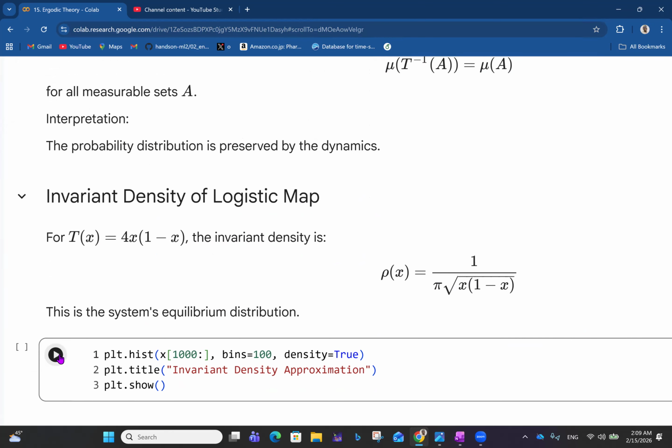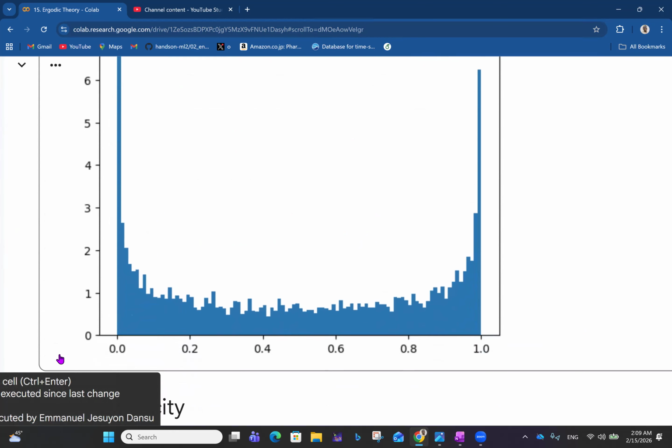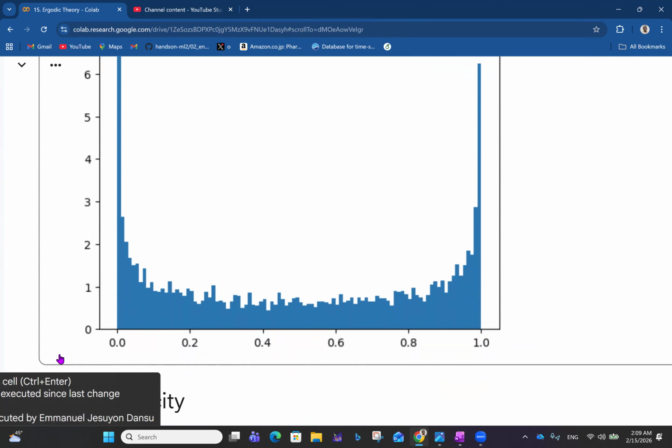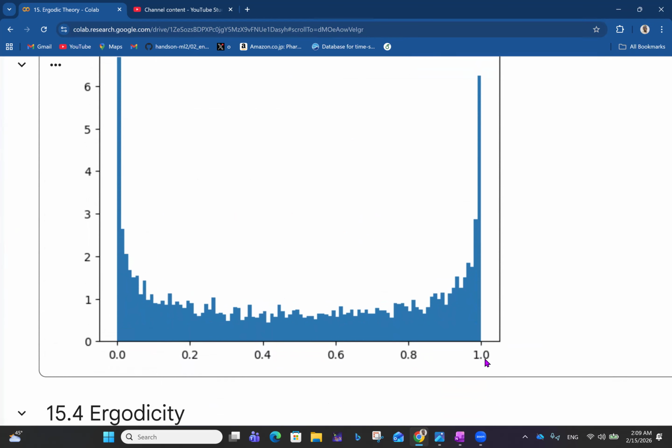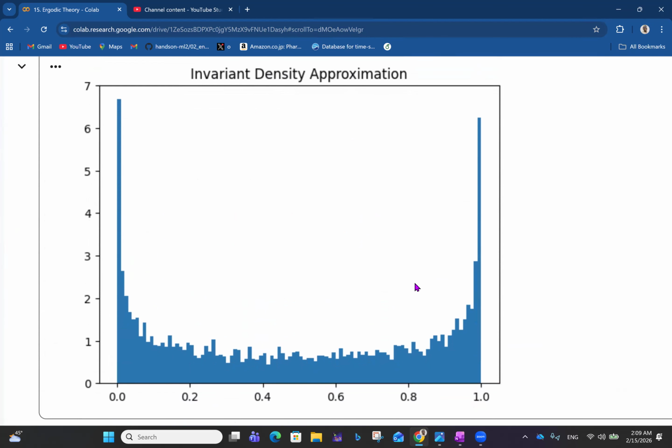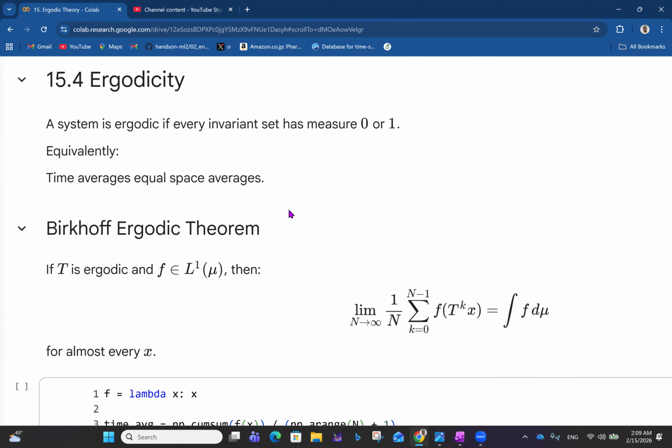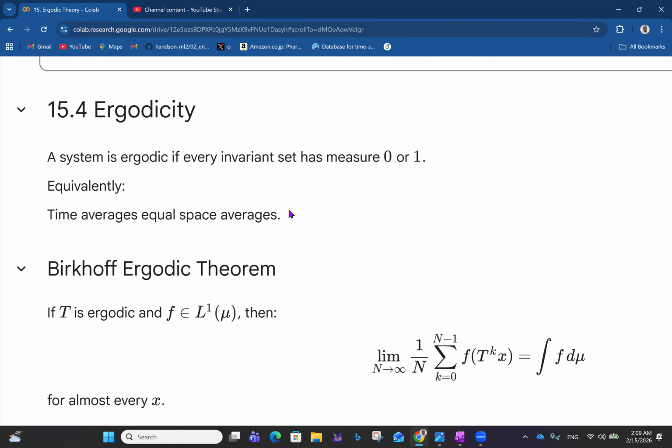So we just want to see a histogram that shows the invariant density approximation. Of course, between 0 and 1, we have the system bounded between 0 and 1, and then we have the density approximation shown this way. And then we move on to talk about the idea of ergodicity itself, which we've been talking about.